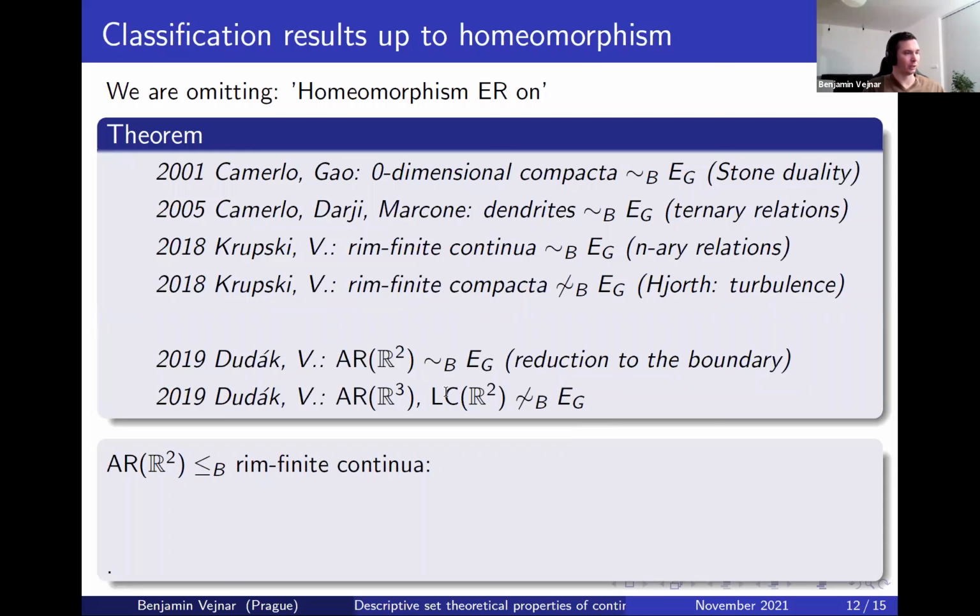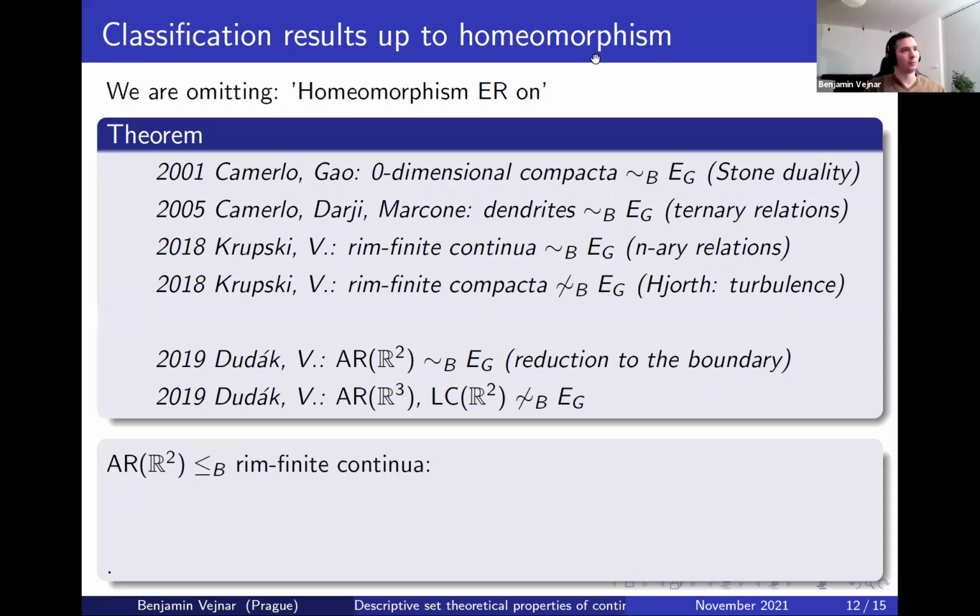And in this result, there is quite a nice idea how we proved it. So let me just write some details for this Borel reduction. Okay, so it is a bit informal. I should write that the homeomorphism equivalence relation on this class is Borel bireducible to the homeomorphism equivalence relation of rim-finite continua.